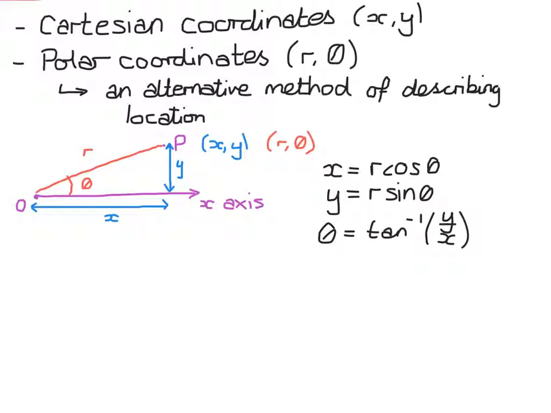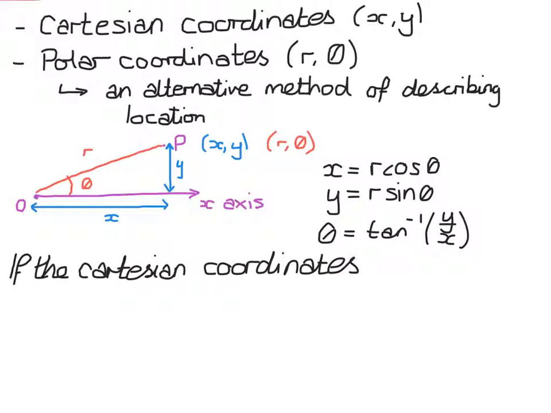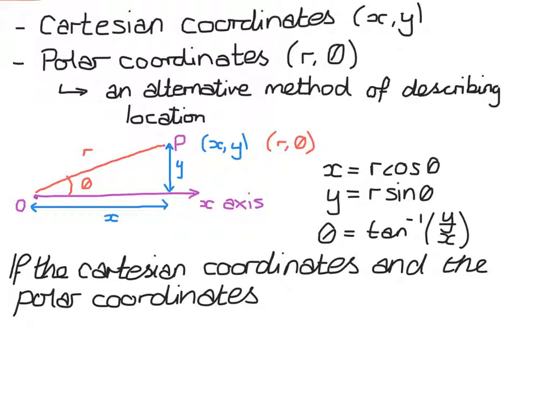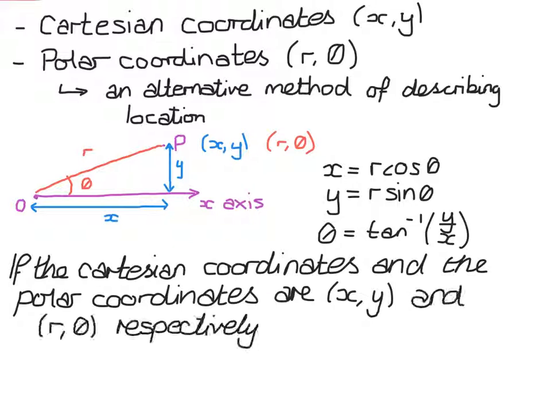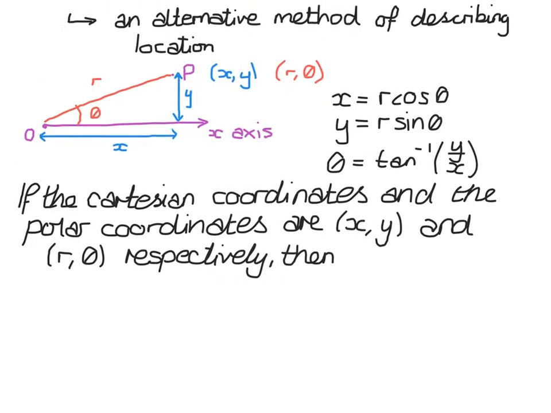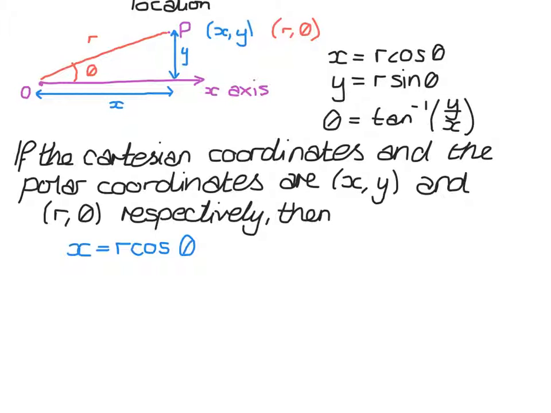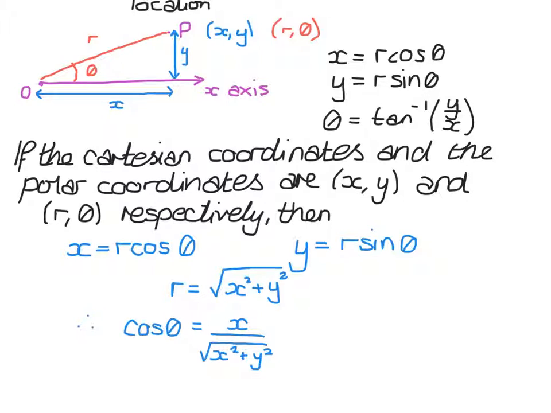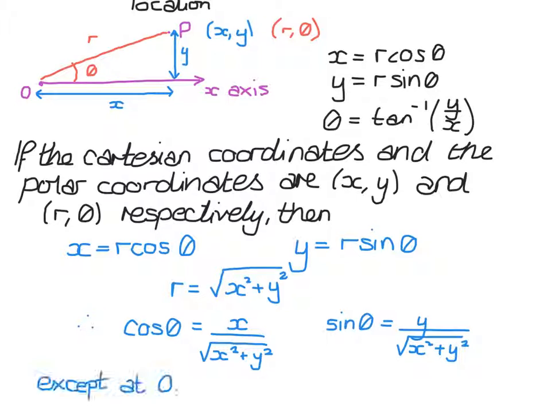In summary, if the Cartesian coordinates and the polar coordinates of a point are x, y and r, theta respectively, then x equals r cos theta, y equals r sin theta, r equals the square root of x squared plus y squared. Therefore, cos theta equals x divided by the square root of x squared plus y squared, and sin theta equals y divided by the square root of x squared plus y squared, except at 0. Knowledge of this helps to convert from polar coordinates to Cartesian coordinates and vice versa.